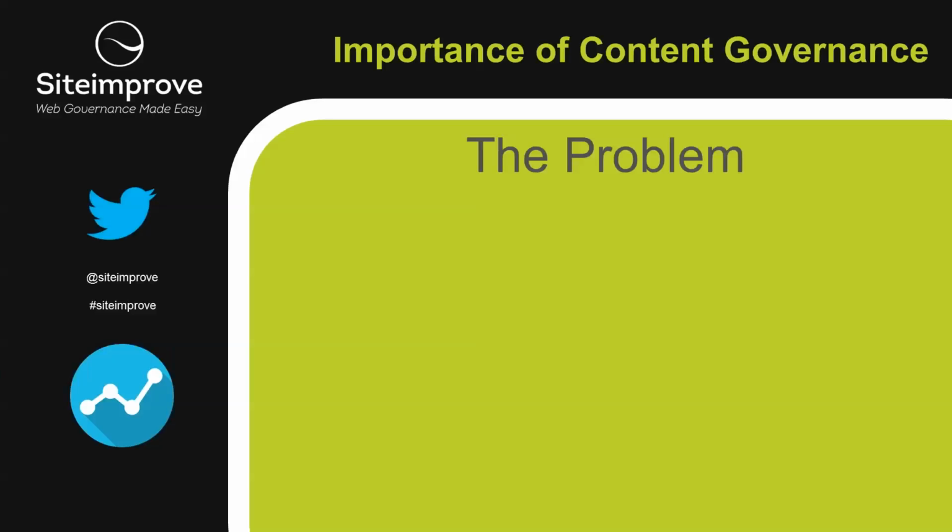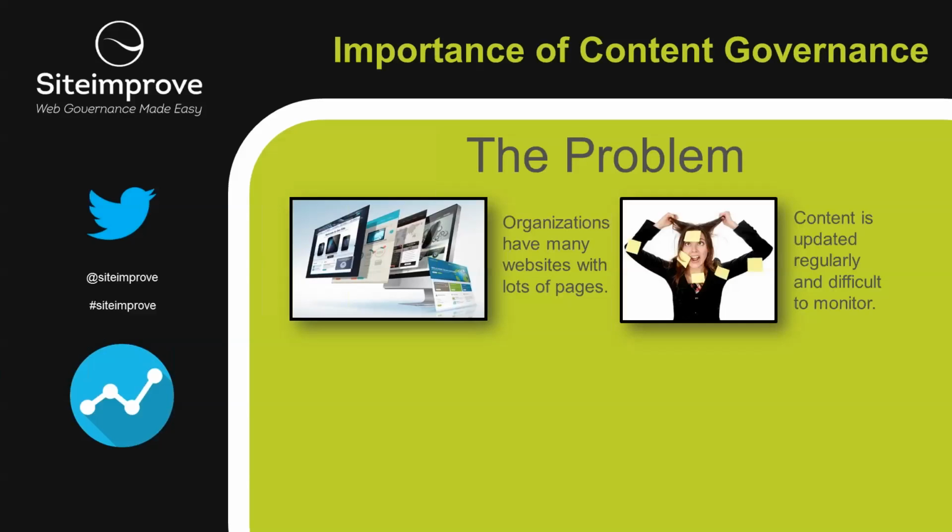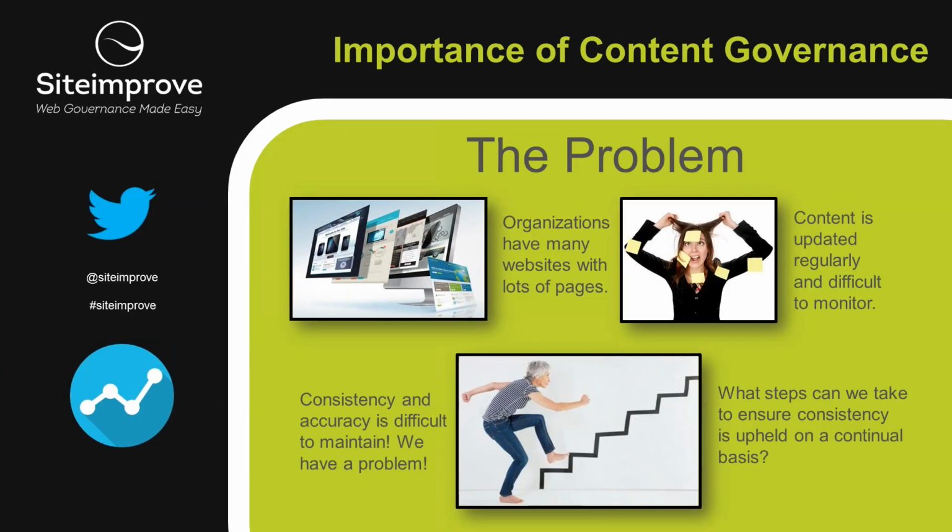We're going to be looking at the problem first. Organizations have lots of websites with lots of pages that are highly visible. Combine this with the ease with which content can now be edited on the web and how difficult it is to monitor that content for consistency and accuracy, and we have a problem that needs some serious attention. Today, we're just going to take a look at the problem in more detail and provide some specific steps organizations like yourselves can take to ensure content consistency is upheld on a continual basis.